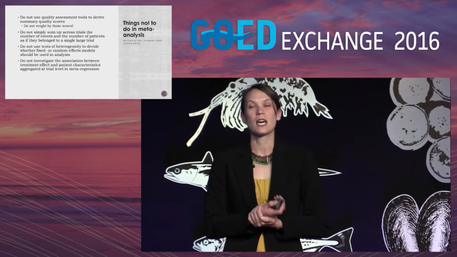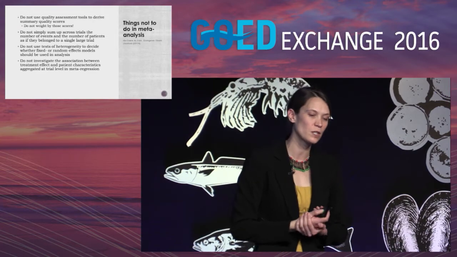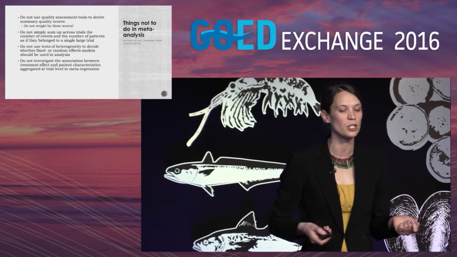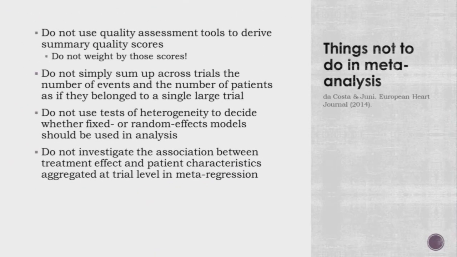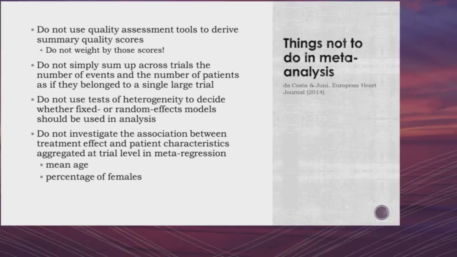You don't want to see associations between treatment effects and patient characteristics that have been aggregated at the trial level being regressed upon. They're not looking for associations with, like, mean age of the trial or percent of females. This could result in what's called an ecological fallacy, something that's true at the top, but not true if you have individual patient data. If you have individual patient data, you can do this.